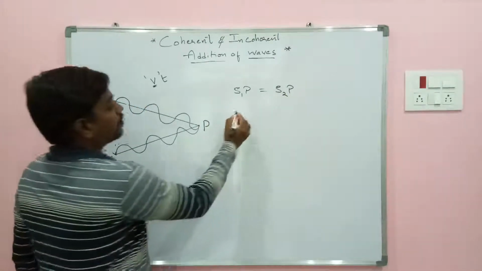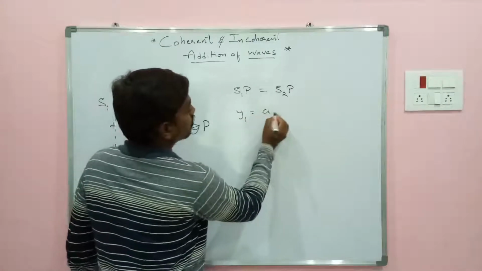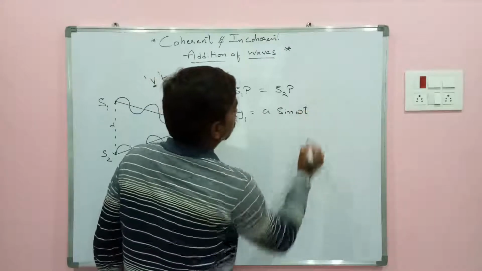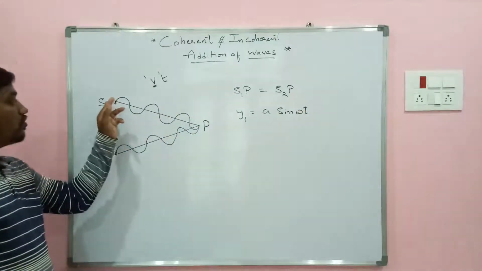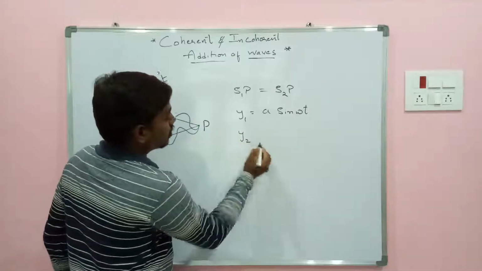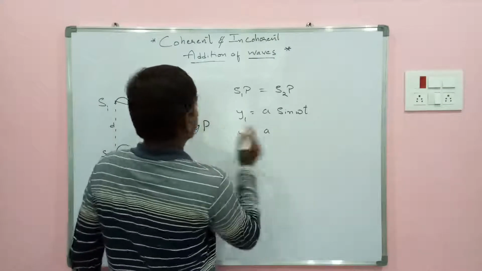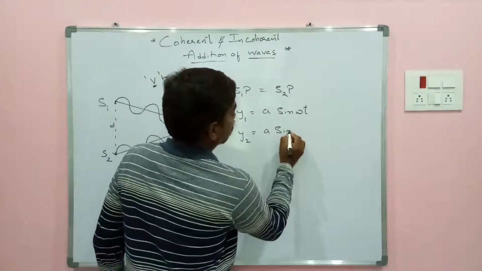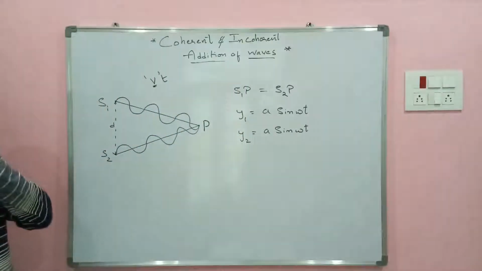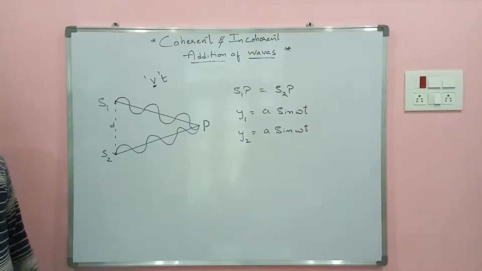Now if I write down Y1 equals A sine omega t as the equation of the wave from source 1. Similarly, Y2 will be the displacement of the wave from source 2. As both are coherent and the time is the same, we will be getting two waves here.